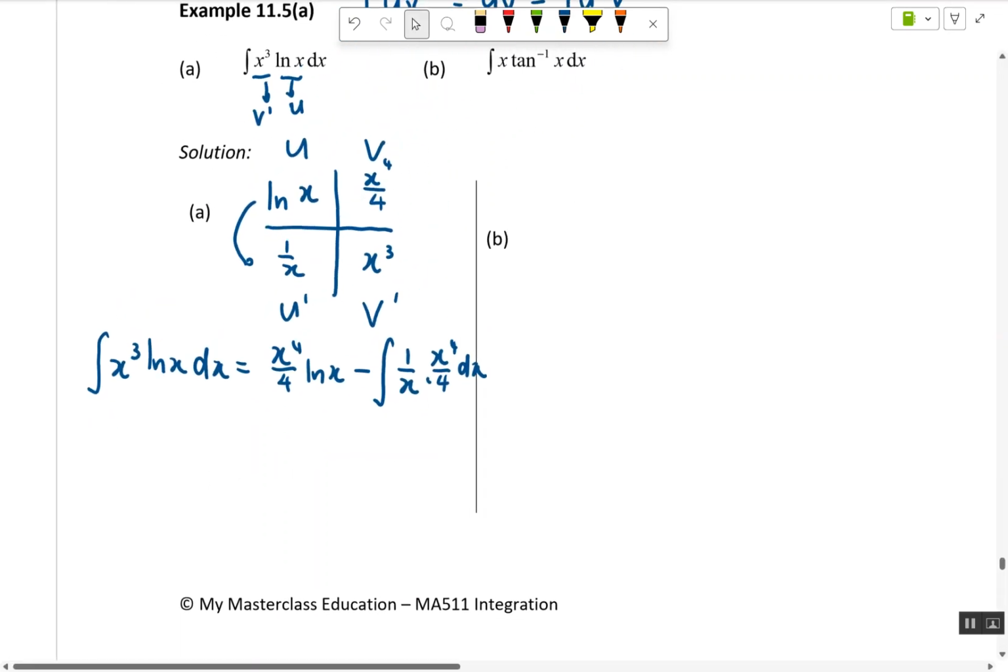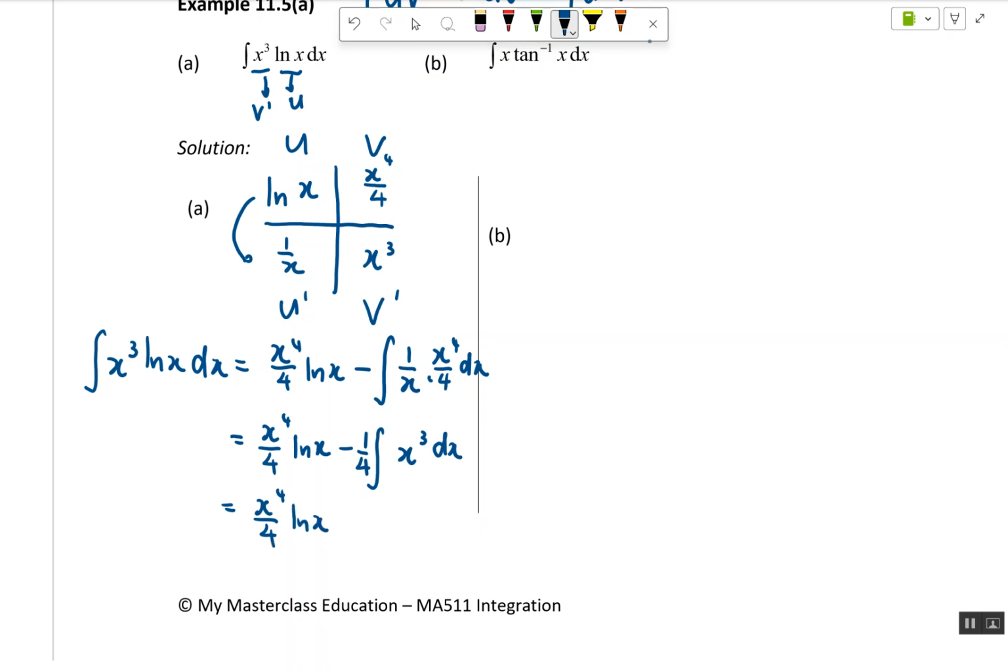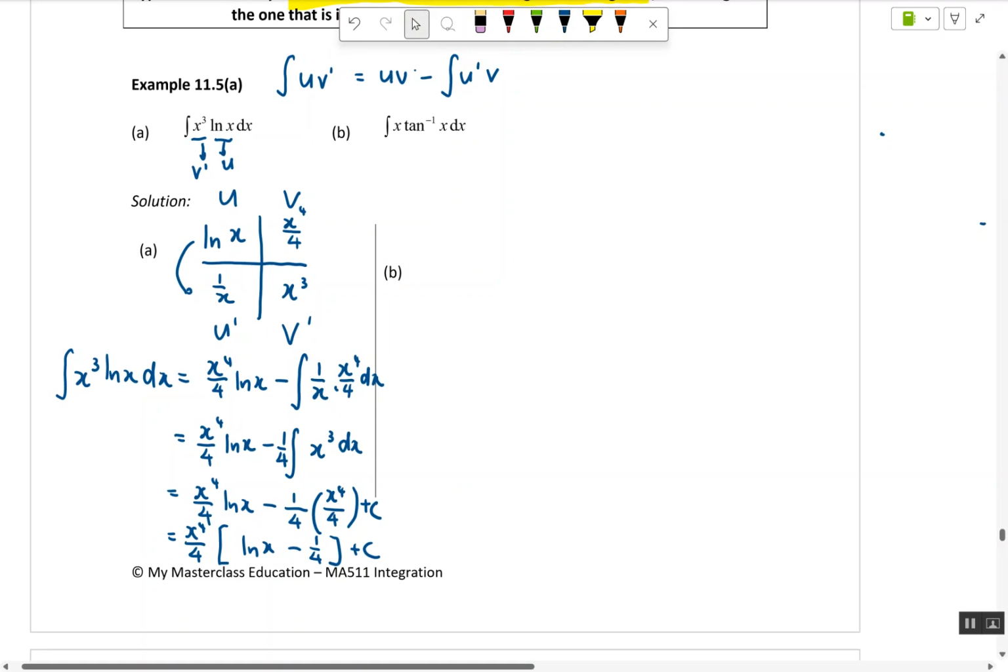The next thing to do is simplify. I get x to the power of 4 over 4 ln x minus the integral of, constants can be put outside of the integral, x to the power of 4 divided by x, that's x cubed dx. Your final answer is x to the power of 4 over 4 ln x minus 1 over 4 times x to the power of 4 over 4, since I integrate x cubed. Factorize to make it nice: x to the power of 4 over 4, big bracket, ln x minus 1 over 4, plus c.